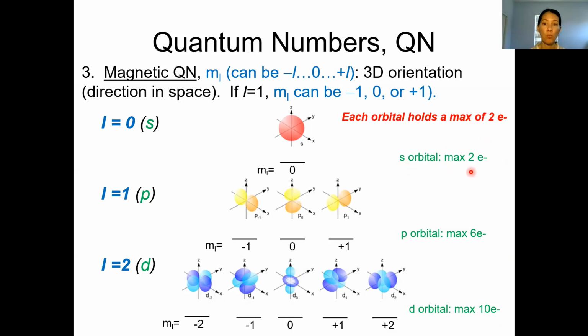This is helpful when we start filling up orbitals. An S can hold a max of 2. All the 3 Ps can hold a max of 6. All the 5 Ds can hold a max of 10.